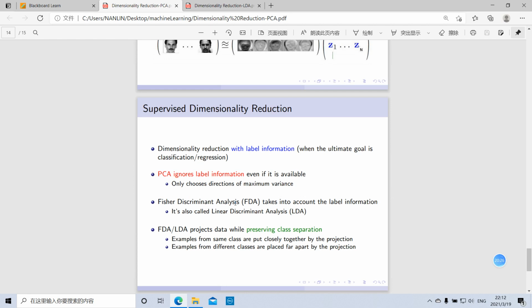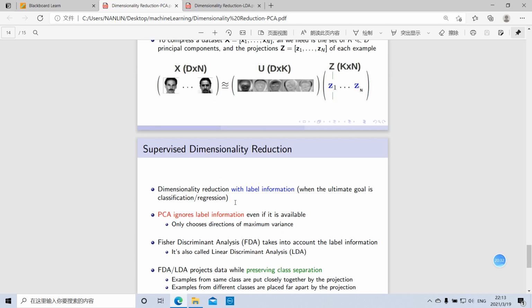In summary, we have learned PCA today, and in another video, we already learned linear discriminant analysis.